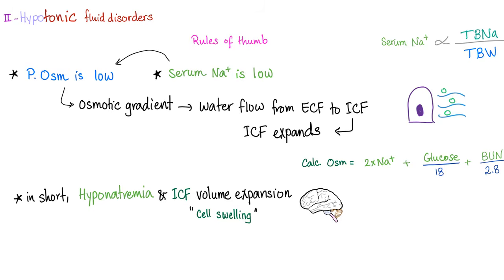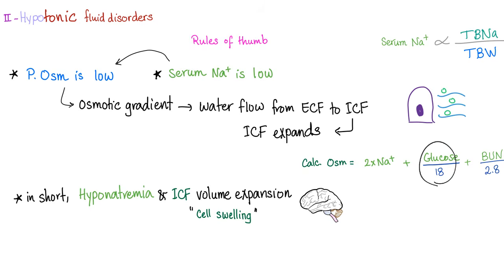So let's have some rules on the table. It's a hypotonic disorder, therefore the plasma osmolality is low. That's the definition of hypotonic. What is the cause of low plasma osmolality? Serum sodium is low. It cannot be glucose, remember?